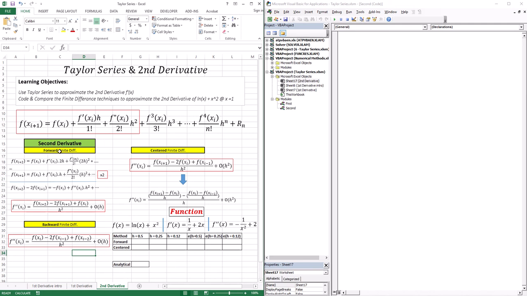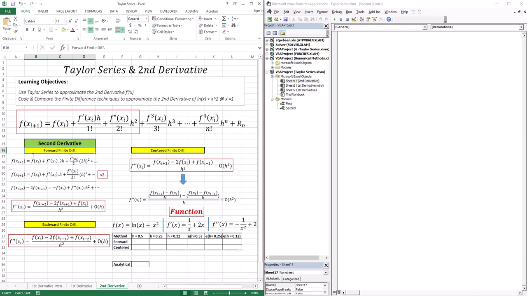And to derive the second derivative, the forward finite difference, what I'm going to do is take the Taylor series and define it to find f of xi plus 2. So if I do f of xi plus 2, knowing f of xi, the major change really here is f of xi plus 2 is 2 step sizes away. So we multiply this by 2.